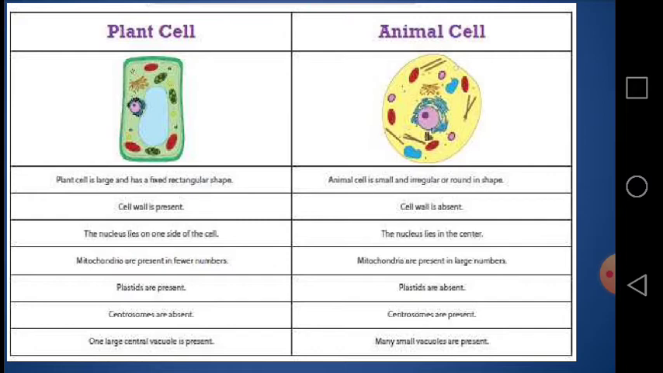nucleus in the center. Mitochondria are present in fewer numbers in the plant cells, while the animal cells have a great number of mitochondria. Plastids are present. Plastids means chloroplast, which we have discussed earlier. Chloroplasts or plastids are present in the plant cells only. Animal cells don't have these because animal cells do not prepare their food. Besides this, a large vacuole is present in the plant cells, while the animal cells have very small vacuoles.